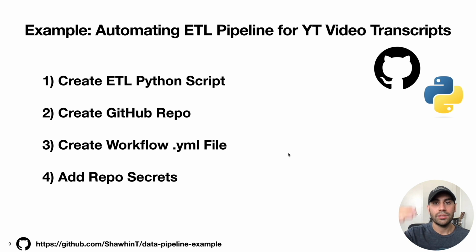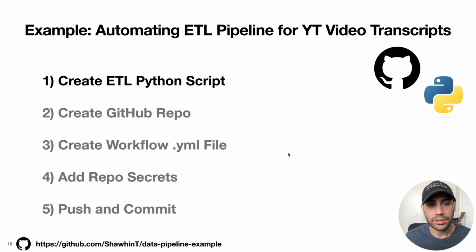This will be necessary to allow the GitHub action to automatically push code to the repo, and also to make API calls to the YouTube API without exposing my secret API key. And then finally, we'll just push and commit all our code to the repo. Let's start with the first one, creating our ETL Python script.